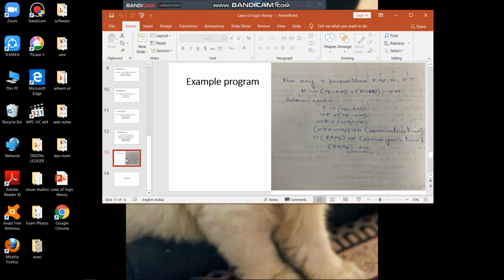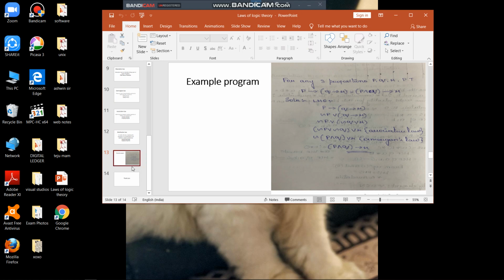And here the next step is negation P or negation Q or R, which is known as the associative law. And next is negation (P and Q) or R, which is known as De Morgan's law, and it's proved as P and Q implies R. Hence this problem is solved.